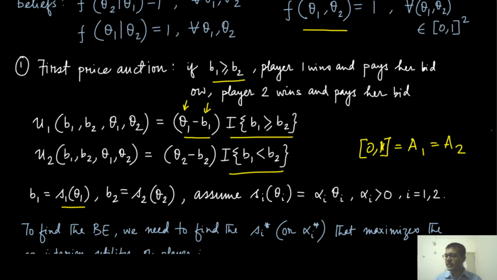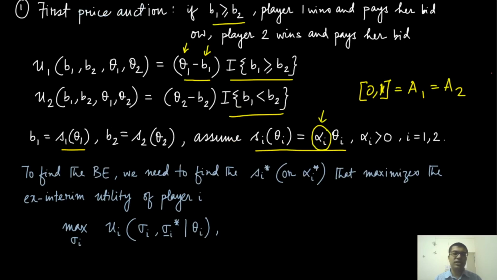So for simplicity, let us assume it is a fraction. So alpha_i is some positive number which could be a fraction, of course less than 1. Nobody will bid more than his own value. Whatever he is going to bid is represented by this fraction alpha_i times theta_i. That is the strategy for every player.